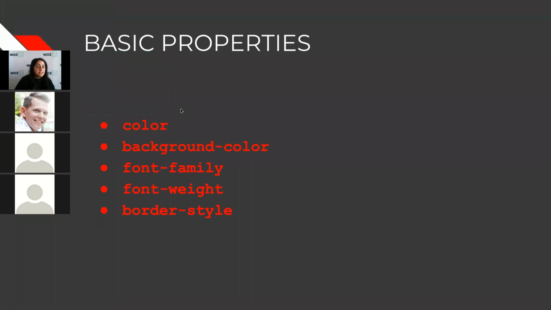Some basic properties that you'll be using, and this is by far not anywhere near all of them. There's a million out there. Color, you're going to change the font color, which we already saw. Background color, change the background color. Font family, that's going to say what type of font that is. So that's Times New Roman, Georgia, Comic Sans, whatever font you like. Font weight is going to be the thickness of the font. And then you have border style. So that could be dashed, that could be solid, that could be dotted.